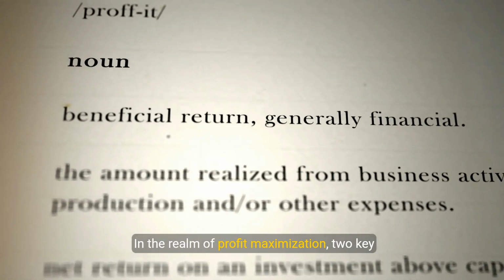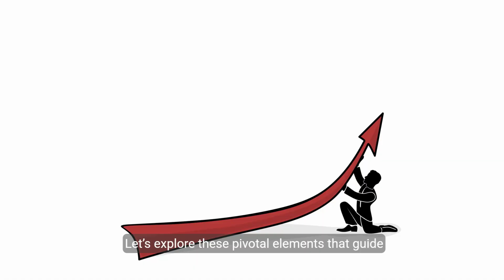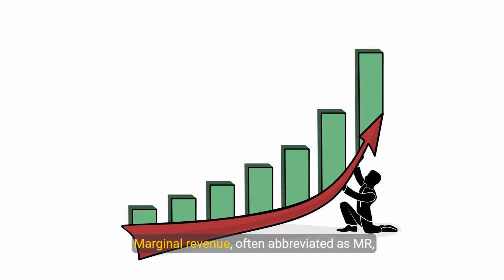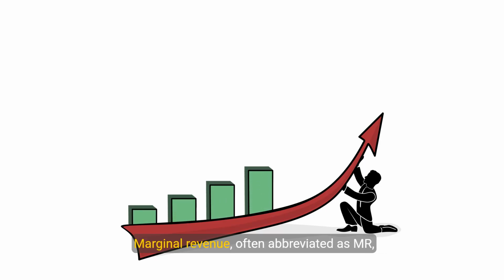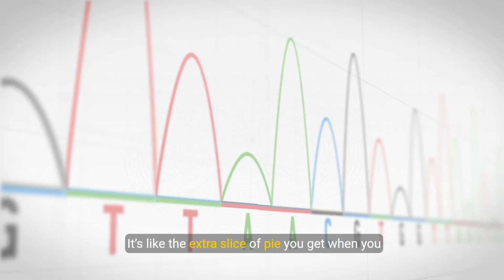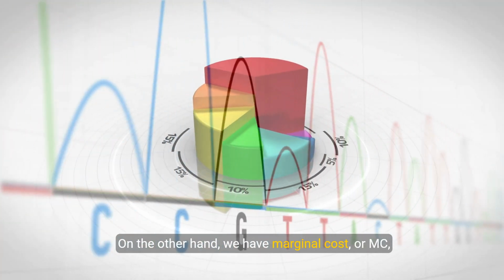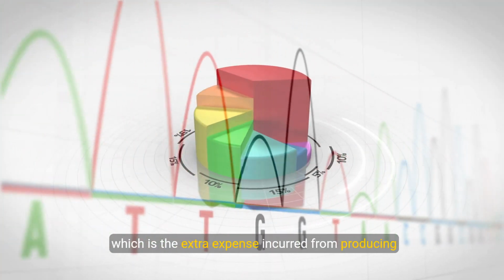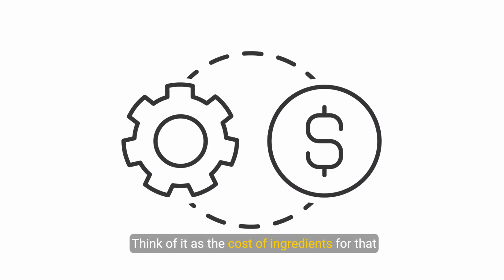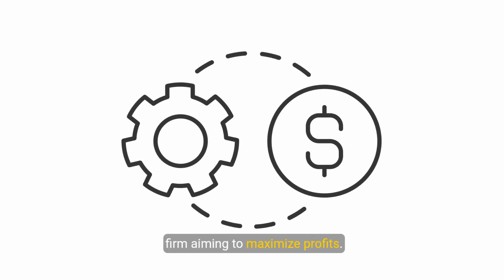In the realm of profit maximization, two key concepts stand out: marginal revenue and marginal cost. Let's explore these pivotal elements that guide firms in deciding their production levels. Marginal revenue, often abbreviated as MR, represents the additional income a firm gains from selling one more unit of its product. It's like the extra slice of pie you get when you sell just one more piece. On the other hand, we have marginal cost, or MC, which is the extra expense incurred from producing that additional unit. Think of it as the cost of ingredients for that extra slice. Understanding these concepts is crucial for any firm aiming to maximize profits.